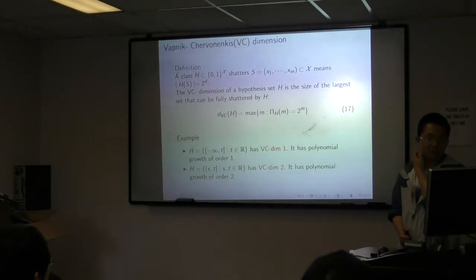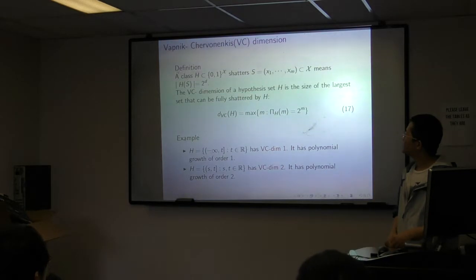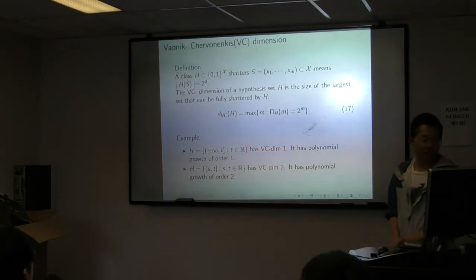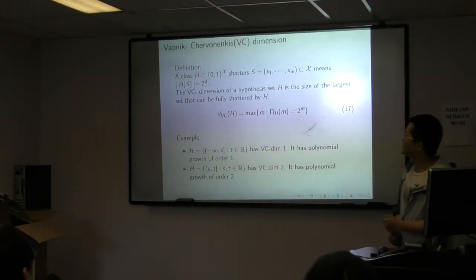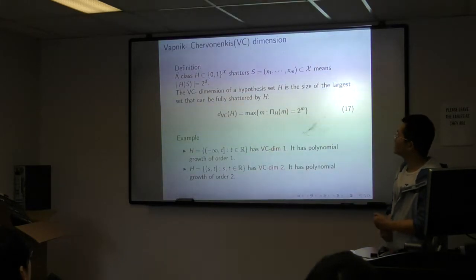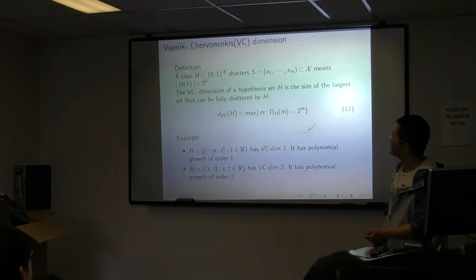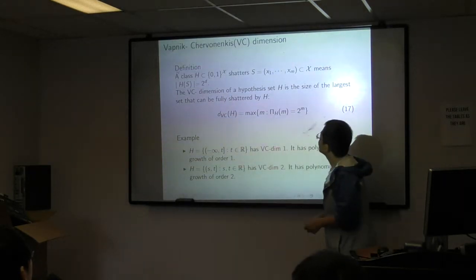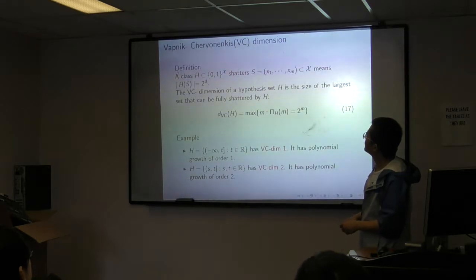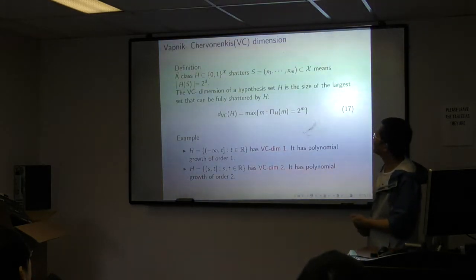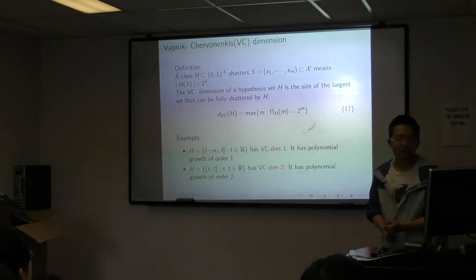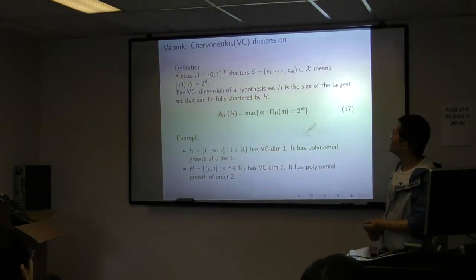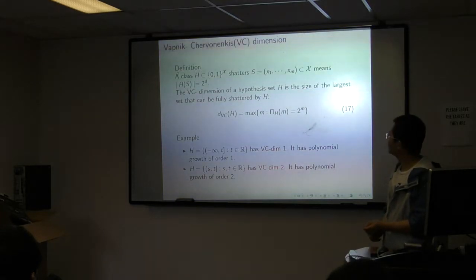Okay, so next I introduce the VC dimension. First is the definition of the VC dimension. That means a hypothesis class H belongs to this set, and this shatters the S. That means the cardinality is equal to 2 to the dth power. D is the dimension. And what does this mean?